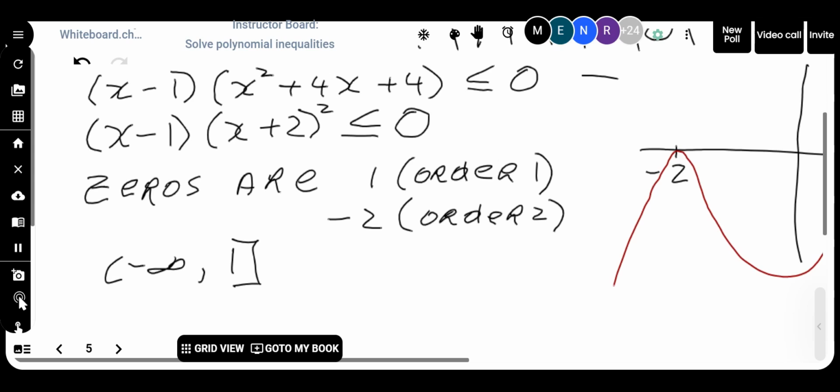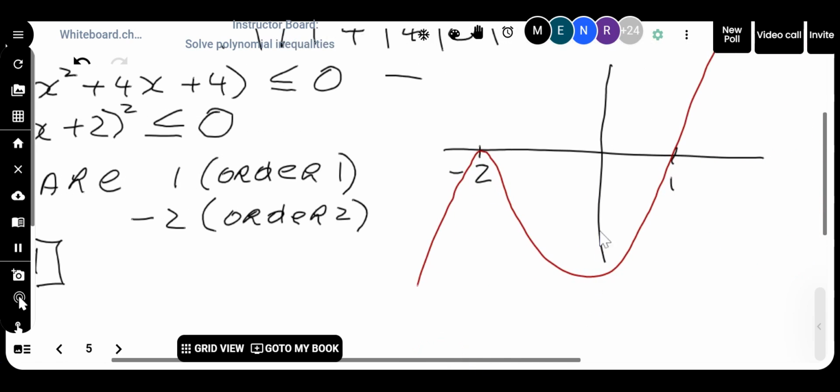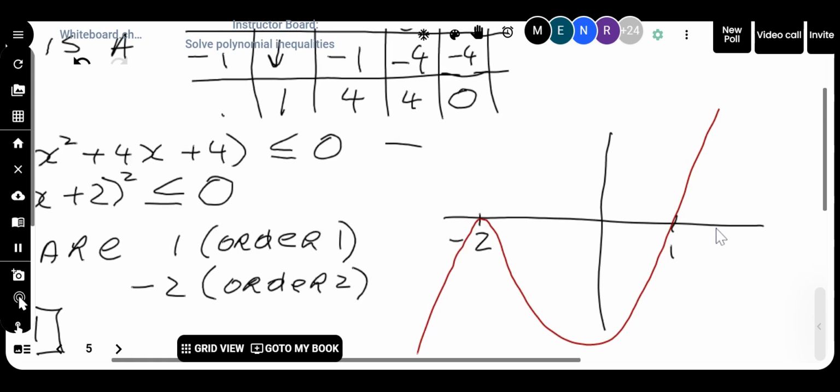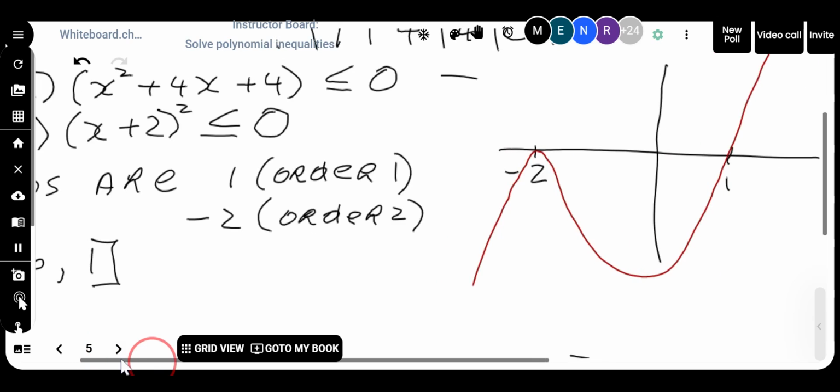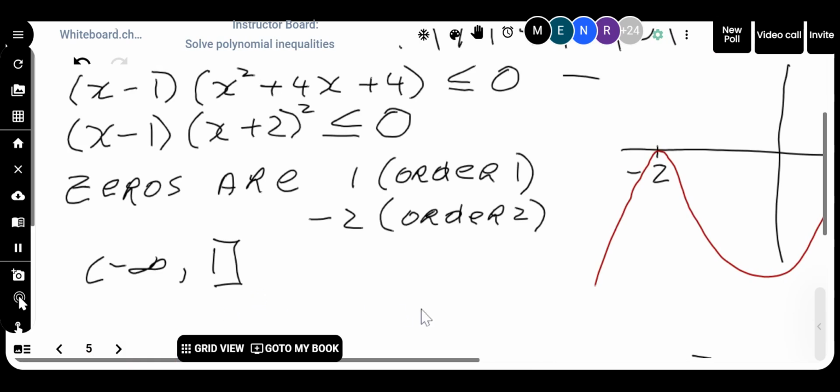All of this stuff is less than or equal to 0. So from minus infinity all the way over, let me go back to the graph again, all the way over to 1, it's less than or equal to 0. Everything from minus infinity, including minus 2, all the way up to here is your answer. So that means I don't have to make a distinction at minus 2, because that's just part of my answer.